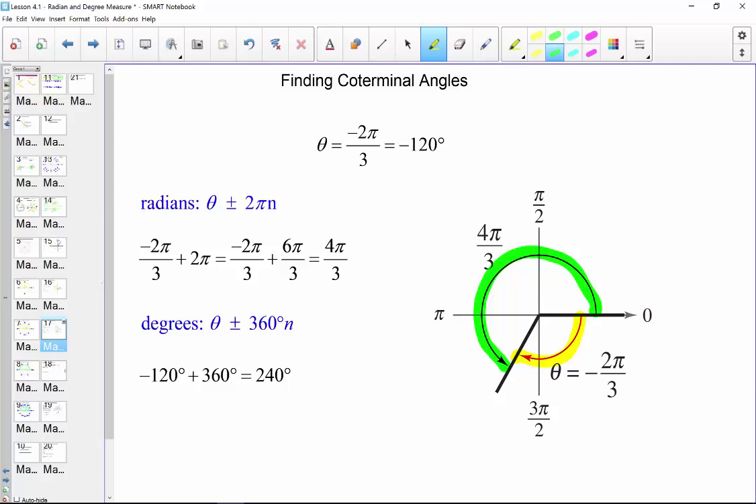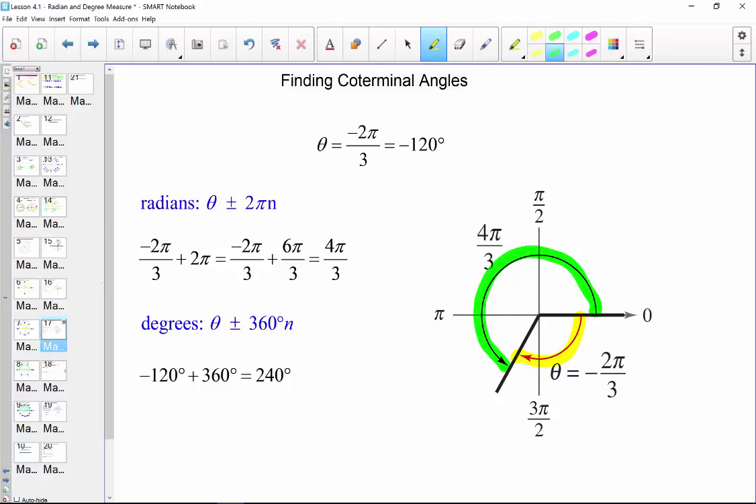Let's look at this mathematically. Off to the left, we see that we have negative 2 pi over 3. Because we want to get to a positive angle between 0 and 2 pi, we're going to add 1 revolution of 2 pi. So we're going to add 2 pi. We can rewrite this with a common denominator of 3. So negative 2 pi over 3 plus 2 pi equals negative 2 pi over 3 plus 6 pi over 3, which is simply 4 pi over 3, which we can see is correct according to the diagram on the right.